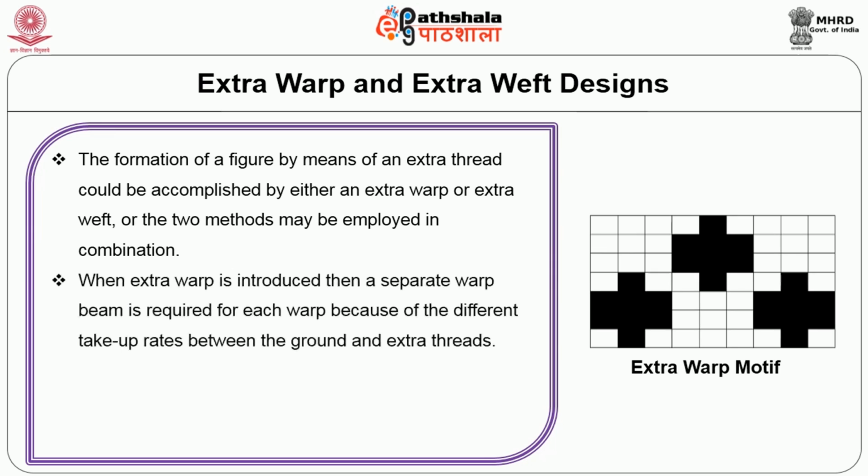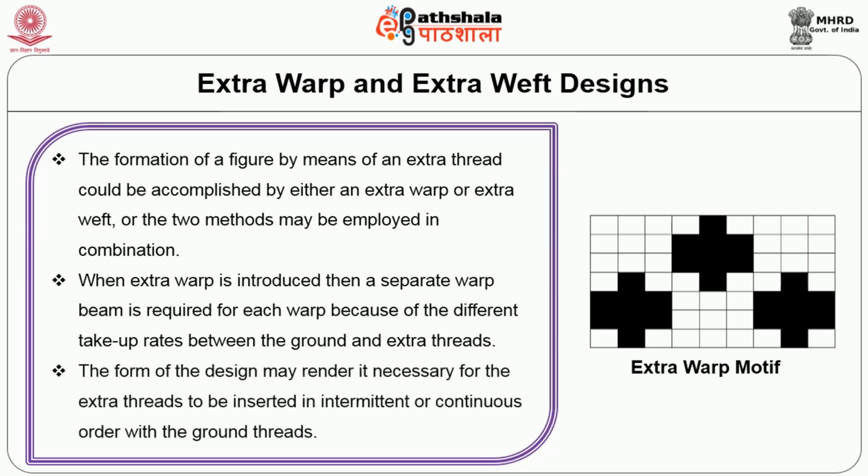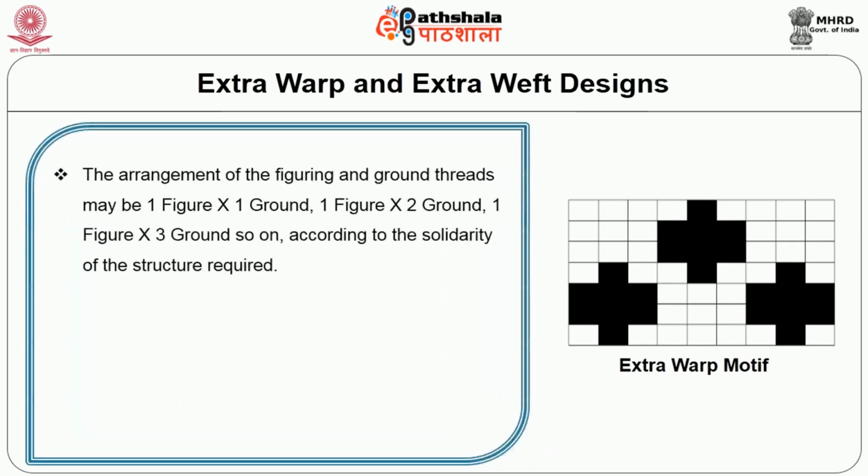When extra warp is introduced, then a separate warp beam is required for each warp because of the different take-up rates between the ground and the extra thread. The form of the design may render it necessary for the extra threads to be inserted in intermittent or continuous order with the ground threads. The arrangement of the figuring and ground threads may be one figure 1 ground, one figure 2 ground, or one figure 3 grounds, and so on, according to the solidarity of the structure required.